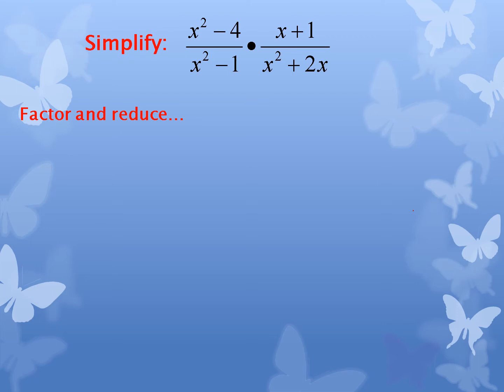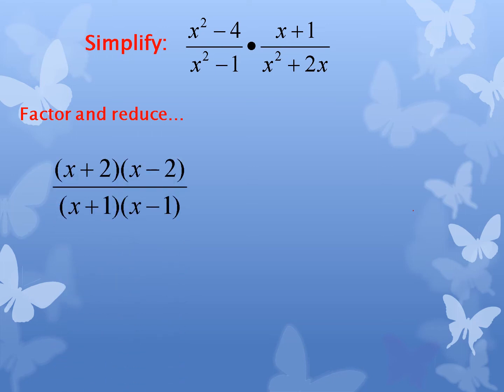Looking at the fraction on the left side of the multiplication symbol, both numerator and denominator are a difference of two squares, and looking at the fraction on the right side, only the denominator can be factored, and that's going to be a GCF. So the left side factors to be (x plus 2)(x minus 2) over (x plus 1)(x minus 1). The right side factors to be (x plus 1) over x times (x plus 2).